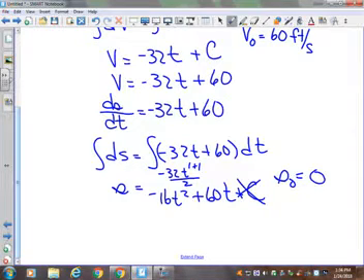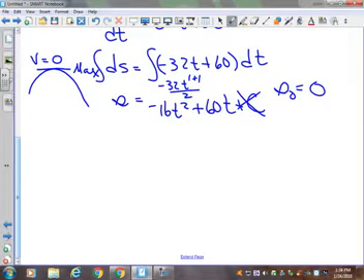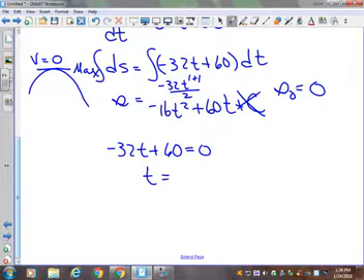So let's review. When you're at the top up here and you're at your maximum, how fast are you going? You're not. Your velocity is at 0. So if you set your velocity formula equal to 0, it'll tell you when you're at the top. So we do that first. So negative 32t plus 60 equals 0. We solve that for t.